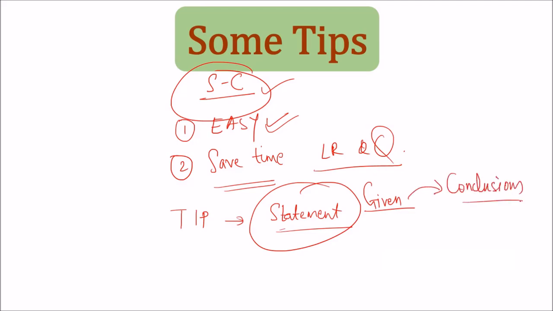Conclusion should not be based on common sense or general knowledge or something like that. The common sense which is there has to be applied only to the given statement, okay? Now we'll tell you a few tips along with some examples, okay? That tip would be explained with an example, and then we'll try to solve some of the sums.